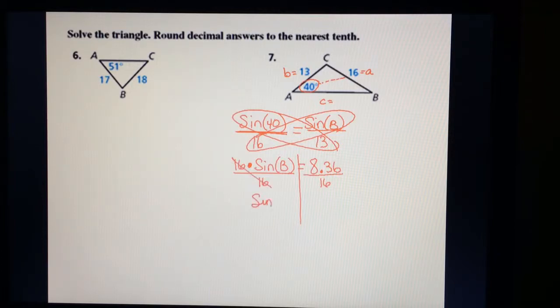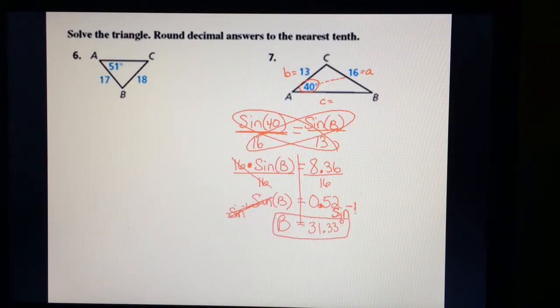Leaves me with sine of B. When I put in the calculator 8.36 divided by 16, I get 0.52. B is not by itself yet, though. We have sine of B. And so to get rid of that, I'm going to do the sine inverse to both sides. Okay, that's going to cancel and leave me with just B. Again, just because I'm writing it like this, you know you have to put sine inverse in the calculator first and then put the 0.52 in the parentheses. And that's going to tell you that angle B is 31.33 degrees.